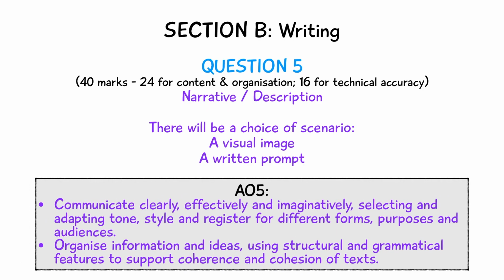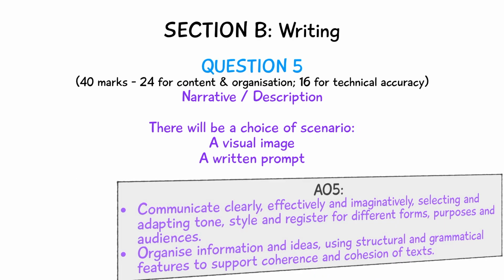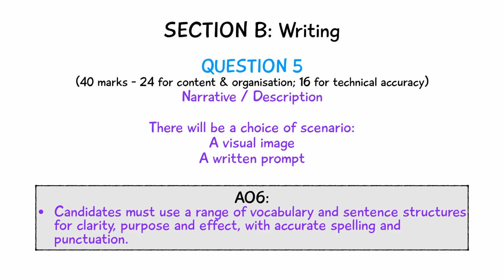So from the mark scheme, this is what they're looking for. They're seeing if you can communicate clearly, effectively and imaginatively, selecting and adapting tone, style and register for different forms, purposes and audiences. They're also looking to see if you can organise information and ideas using structural and grammatical features to support coherence and cohesion of texts. Now for AO6, you'll be expected to use a range of vocabulary and sentence structures for clarity, purpose and effect, with accurate spelling and punctuation.